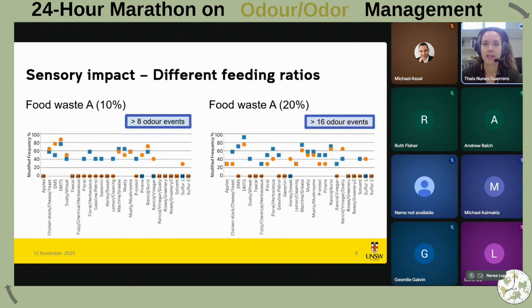And then we also look at different feeding ratios. So if we add, instead of 10%, now we have 20% feeding ratio, what would be the impact in terms of odor? And we actually observed that if we double the ratio, we actually double the increase of odor events as well. So there's clearly an impact on adding these co-substrates into the digesters to odor outcomes.